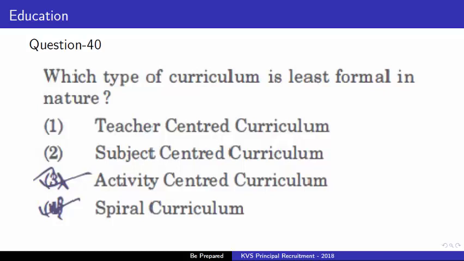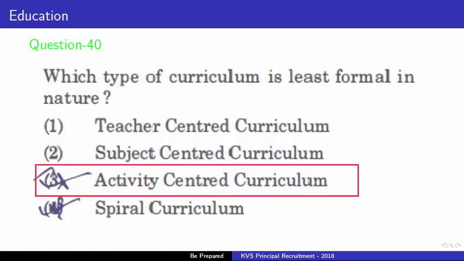Options are number 1, teacher-centered curriculum. Second option is subject-centered curriculum. Third option is activity-centered curriculum, and the last option is spiral curriculum. So the right answer is activity-centered curriculum is least formal in nature.